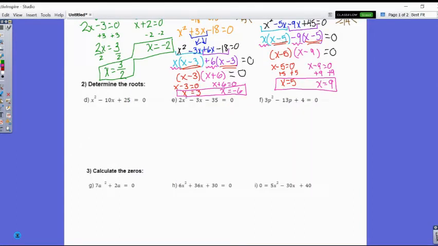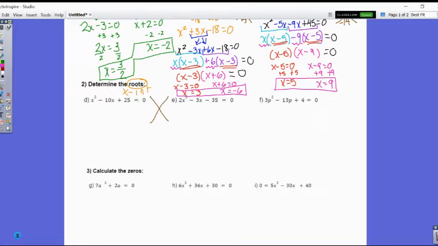Then, right down below, step 2 wants us to determine the roots. I hope that you realize when you see this word roots, we are talking about x-intercepts. And I also hope that you notice and remember that the solutions we just found up above are the same as those x-intercepts that you could see on the graph. So in this question D, x squared minus 10x plus 25 equals 0, it's in standard form for us, and we're ready to factor that.